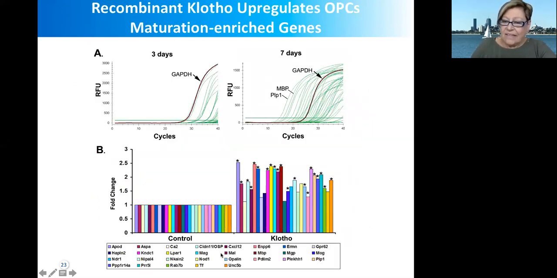Another experiment that we did was to add Klotho and do PCR for what are called OPC maturation enriched genes. And we found that most of the genes that are found when OPCs become mature are increased in the presence of Klotho.